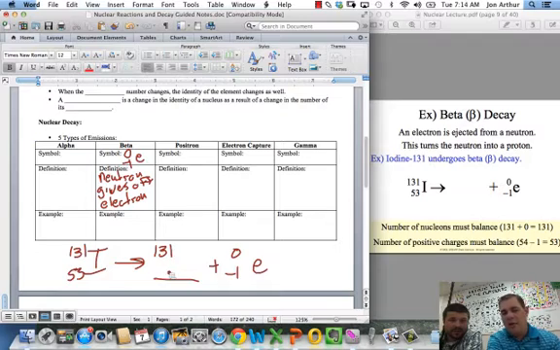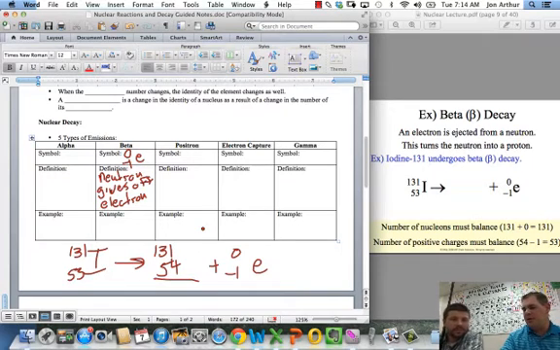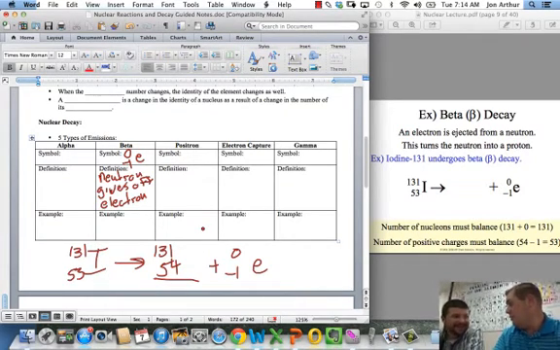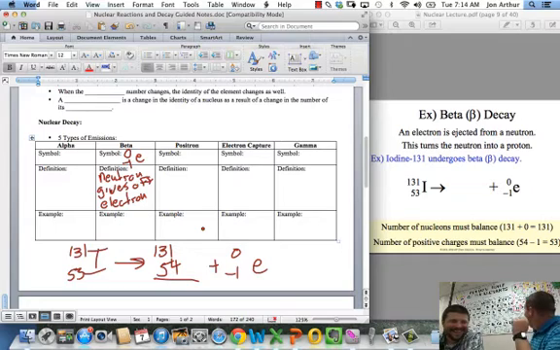Now over here on the right, we know minus 1. So whatever we put there, that number minus 1 has got to be 53. So you need 54, because 54 minus 1 gives you 53. So your new element is element number 54, which is xenon, Coach Forster.